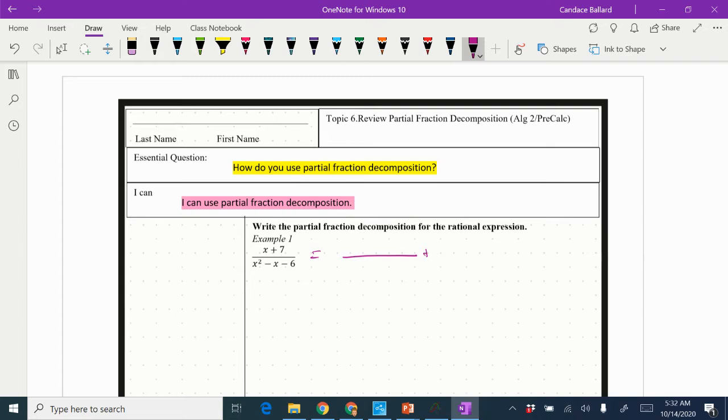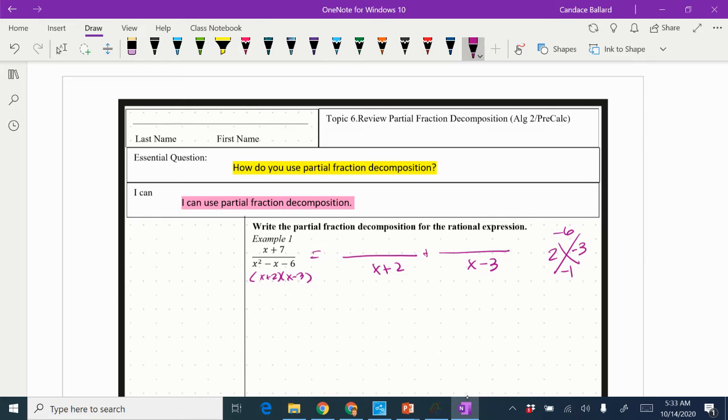So the first thing I'm going to do is a magic X on the denominator there. I need two numbers that multiply to -6 and add to -1, which would be 2 and 3, and the 3 would be negative. So I know that this factors into x plus 2 times x minus 3.